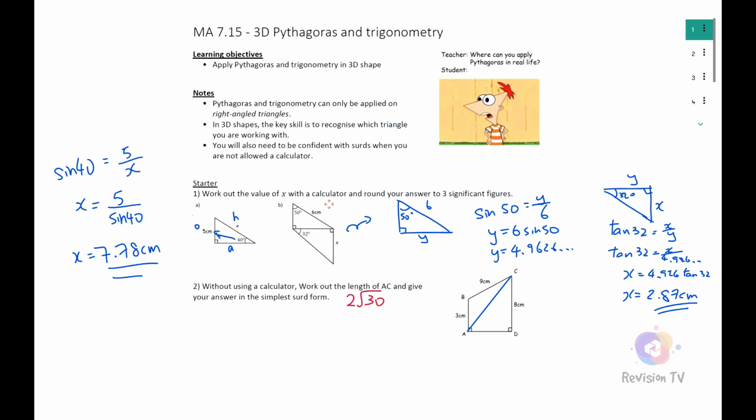For part B, you do SOHCAHTOA twice. First of all, work out that opposite length using the top triangle. And then using this length in here as your adjacent, so opposite over adjacent, that will be 10. And then you get 2.87. For question 2, your final answer should be 2 root 30. If you didn't get that answer, or if you struggle to understand why, I'm going to go through it now.